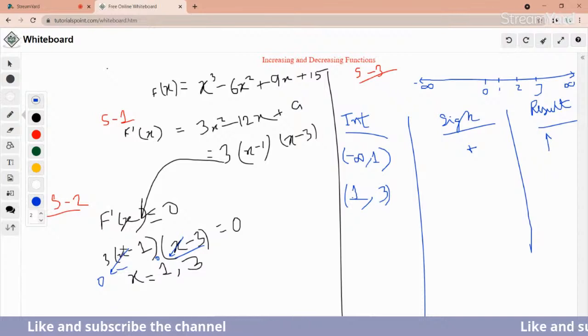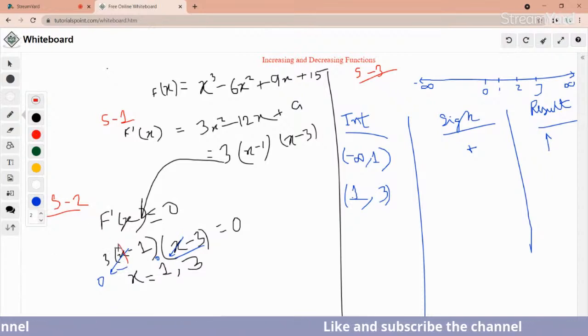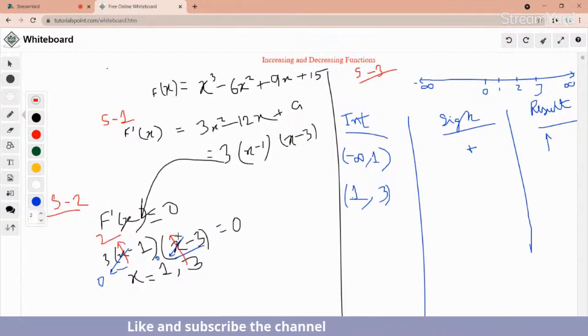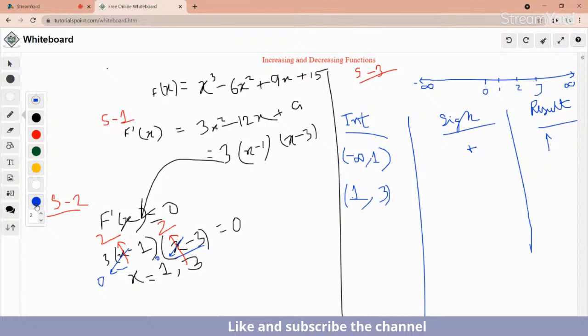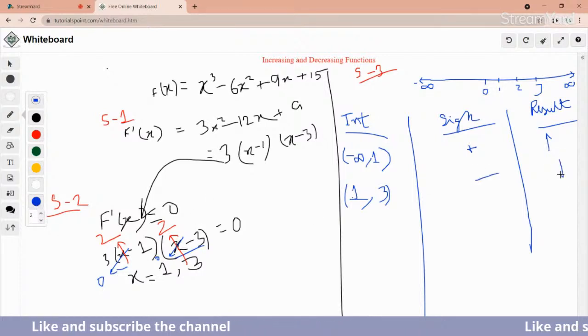So after putting it, what are you getting? 2 minus 3 is minus 1, and 2 minus 1 is 1. So ultimately it is coming out to be negative. So the result is decreasing.